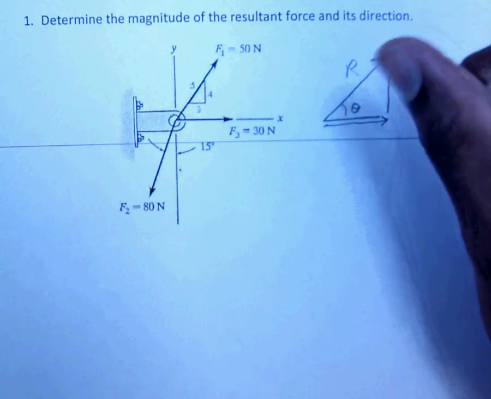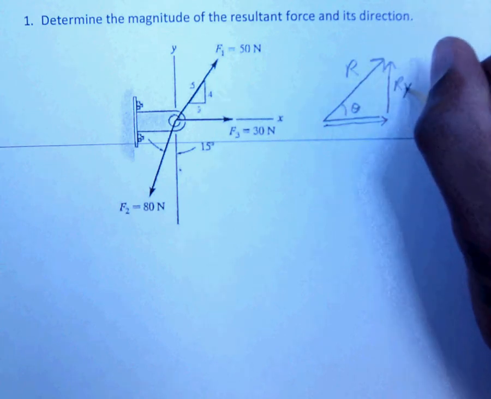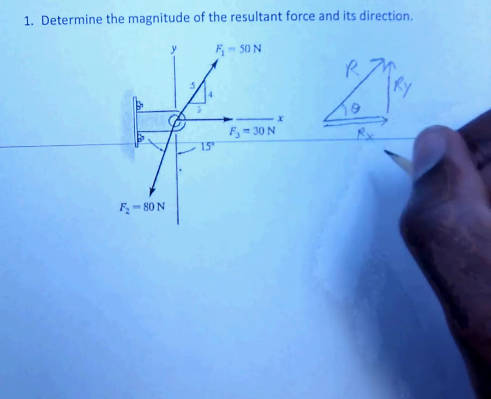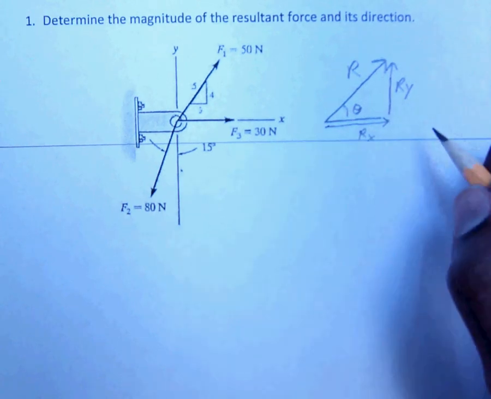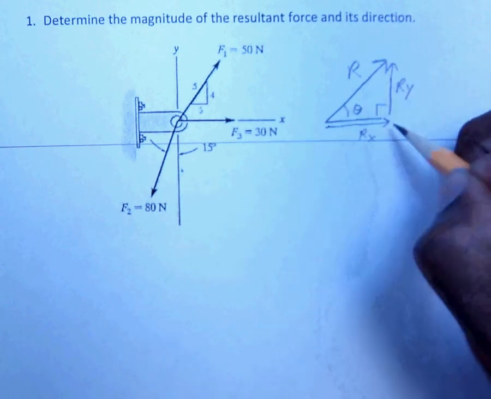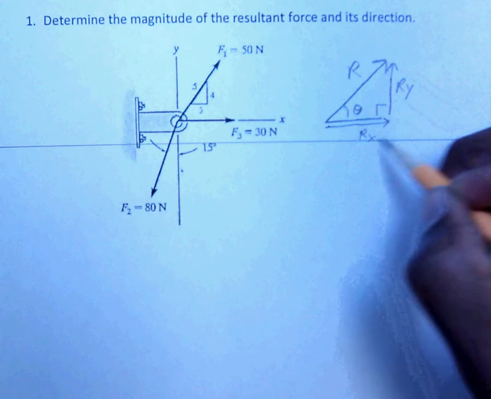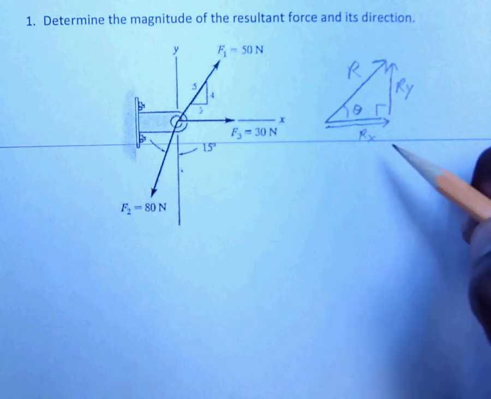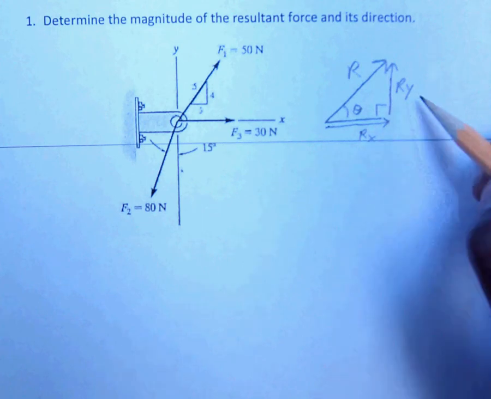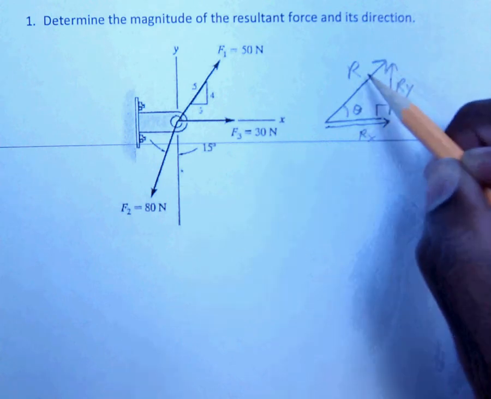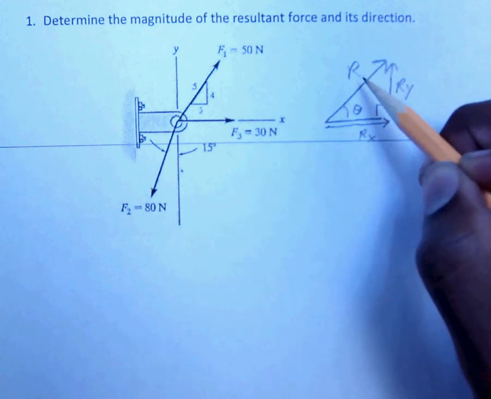Now I'm going to call this component Ry, the y component of the resultant. This I'm going to call Rx, which would be the x component of the resultant. As you can see here, we have drawn a 90-degree triangle. Remember, these are called rectangular components because they make 90 degrees right here. So if we have the value for the x component of the resultant and the value for the y component of the resultant, then we could use the Pythagorean theorem to determine the magnitude of the resultant.